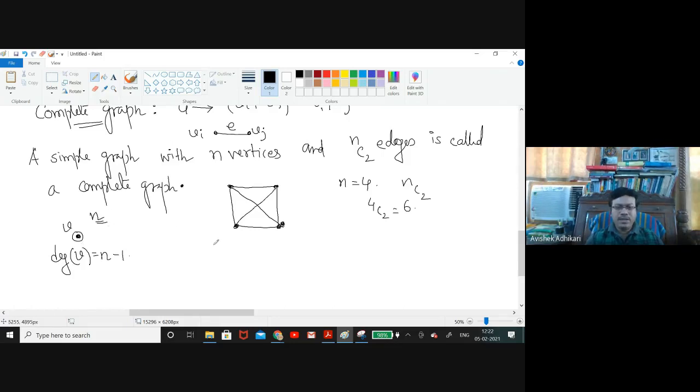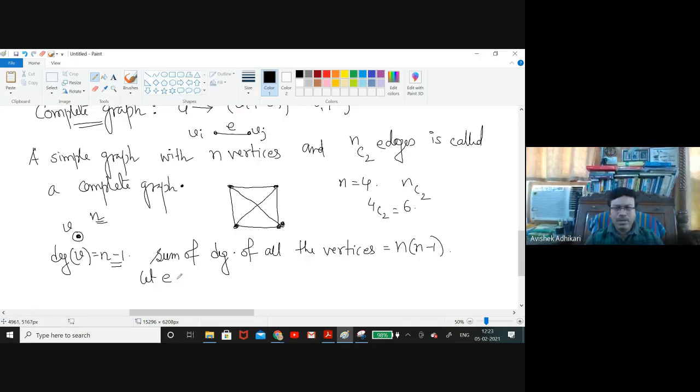Now how many vertices are there? There are n vertices. And then what is the sum of degrees of all the vertices? Sum of degree of all the vertices equals twice the number of edges. So each vertex is of degree n minus 1 and there are n such vertices. So n into n minus 1.